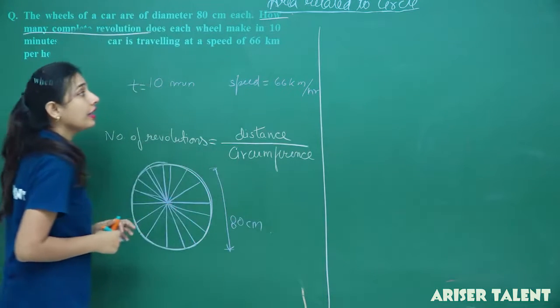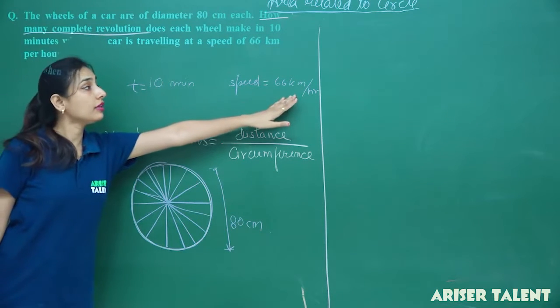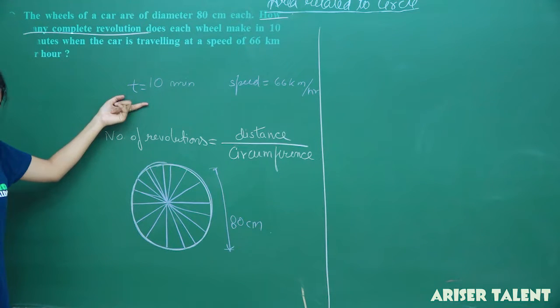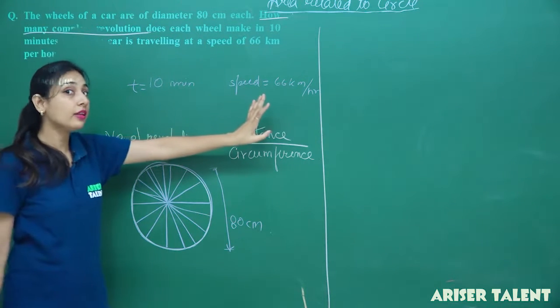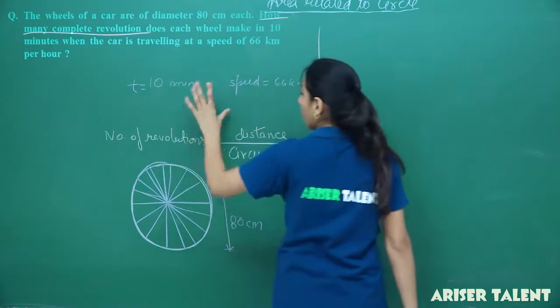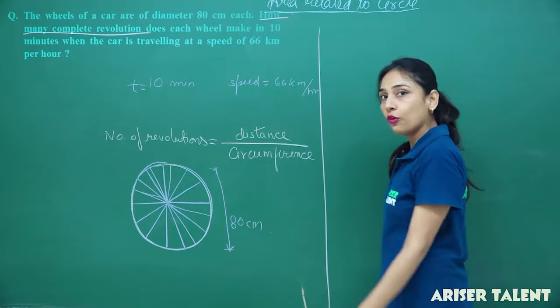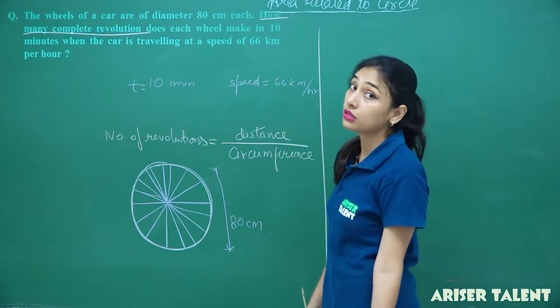Now it's tricky. The given speed is in kilometers per hour and the time is given in minutes, so you just have to deal with that also. Now we have this formula and this given information. So what can we find? We find out the distance.